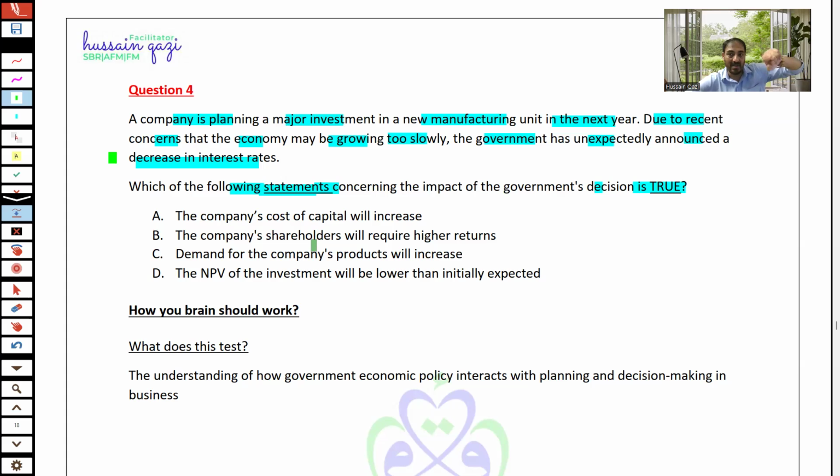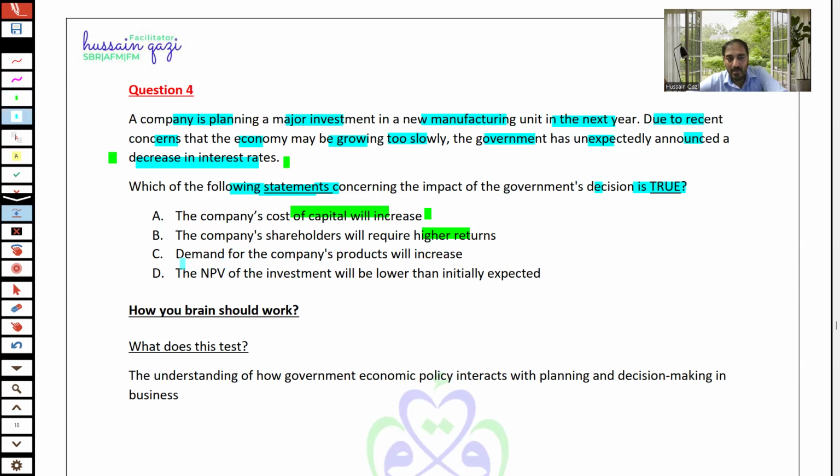If the government has announced a decrease in interest rate, obviously the investor required return will also be expected to decrease, not increase. So it's obvious that cost of capital will not increase. Cost of capital means investor required return in the market. It's not increase, it's decrease. Number B, the shareholders will require higher return. How is it possible for any investor, debt or equity holder, to expect higher return if the government announced a decrease in interest rate? So A and B are obviously wrong. Now C and D.